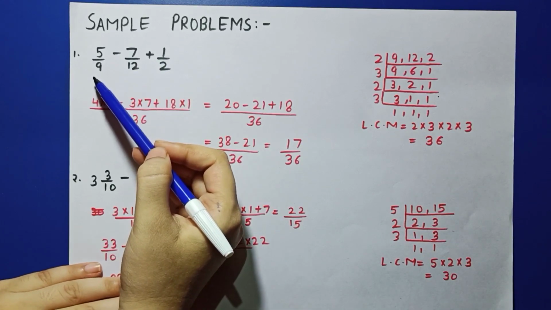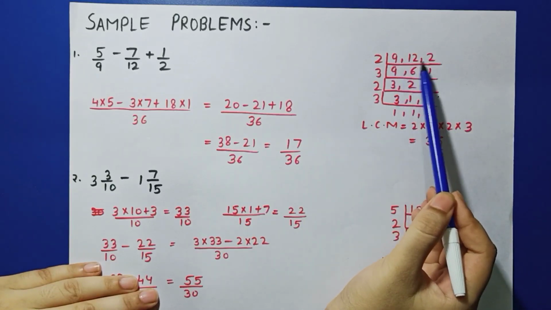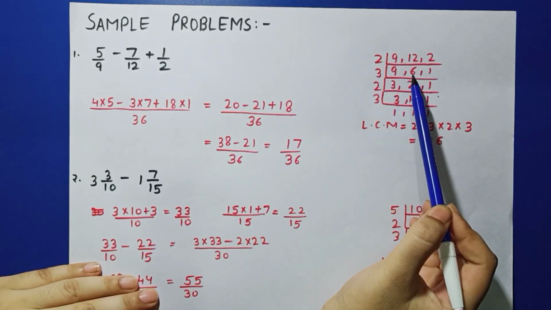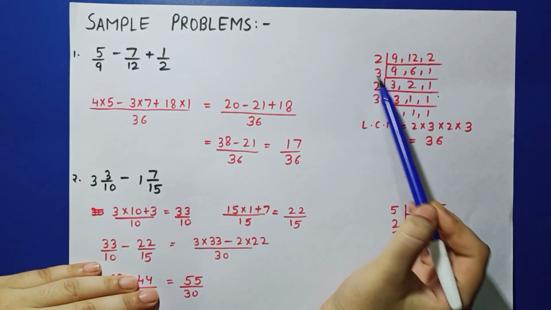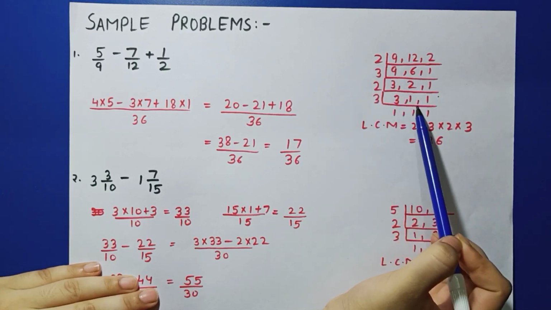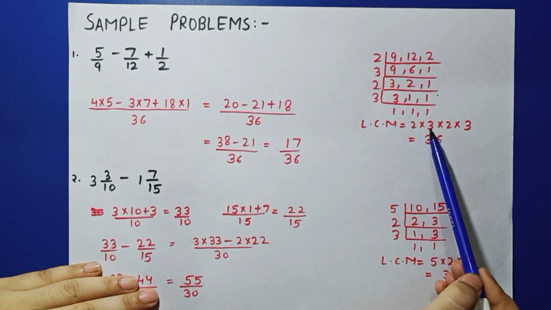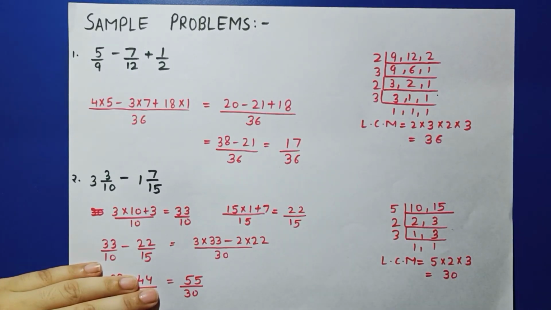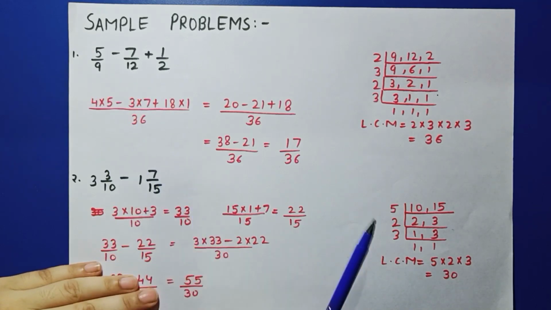So firstly we'll take the LCM of 9, 12 and 2. So the LCM of 9, 12 and 2. 6 2s are 12 and 2 1s are 2. 3 3s are 9, 3 2s are 6. Then 2 1s are 2 and 3 1s are 3. So we'll multiply 2 into 3 into 2 into 3, that is 36. So the LCM of 9, 12 and 2 is 36.